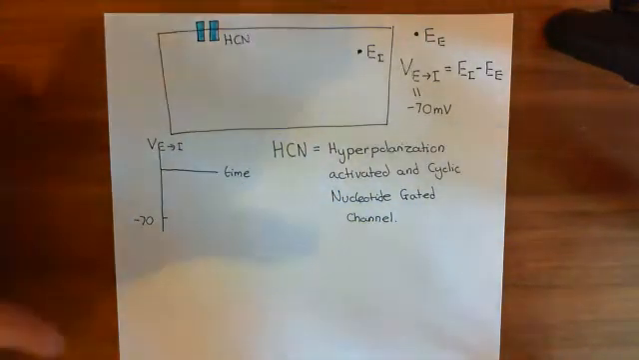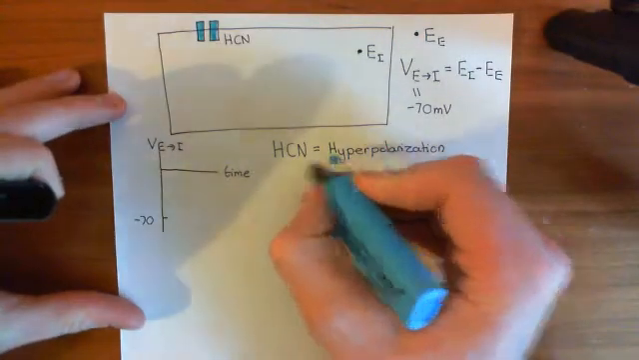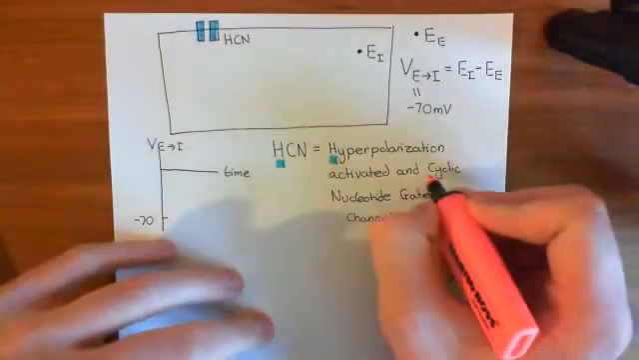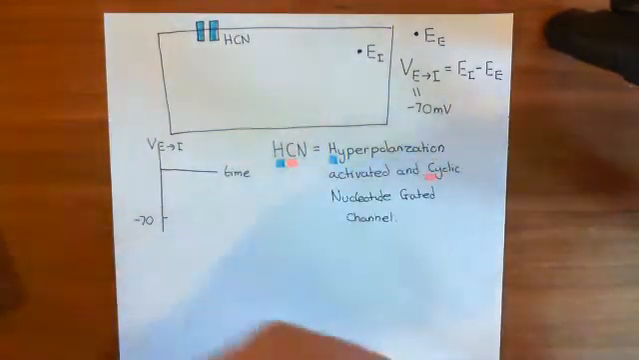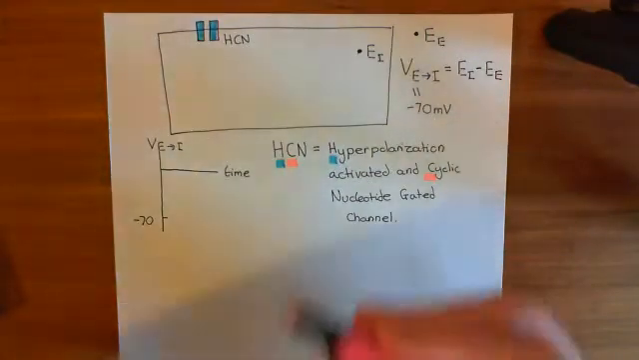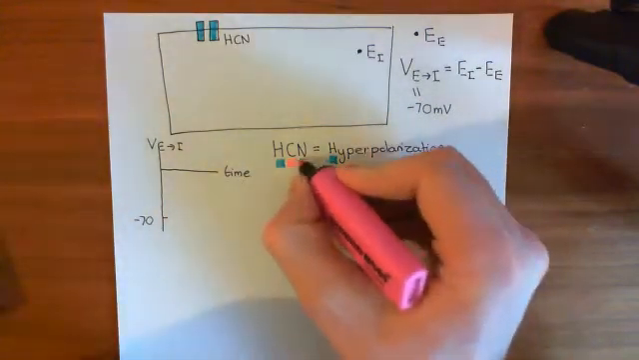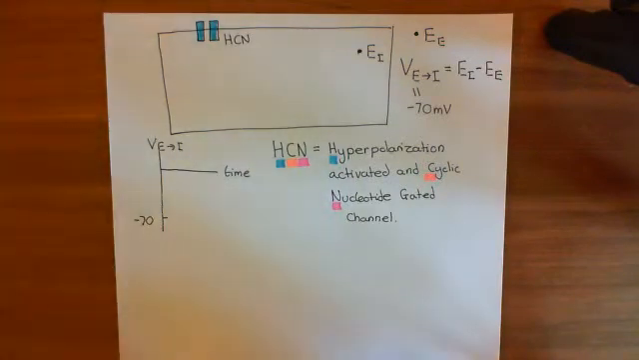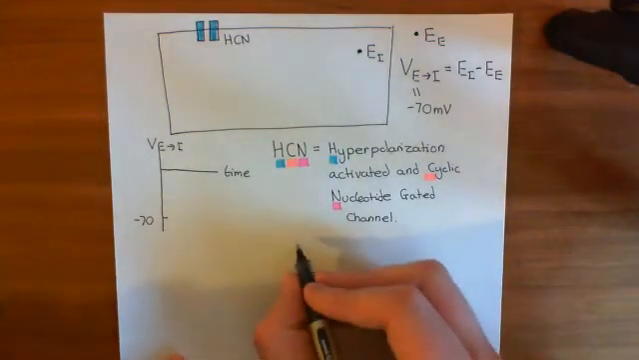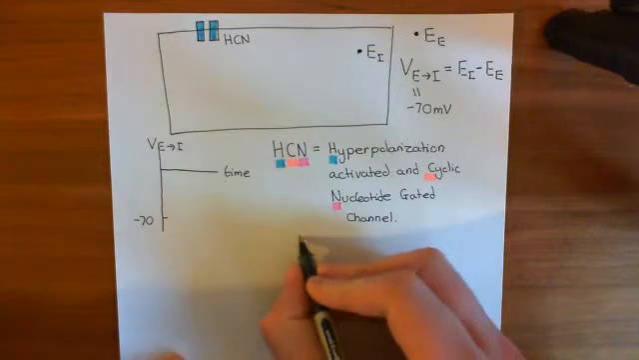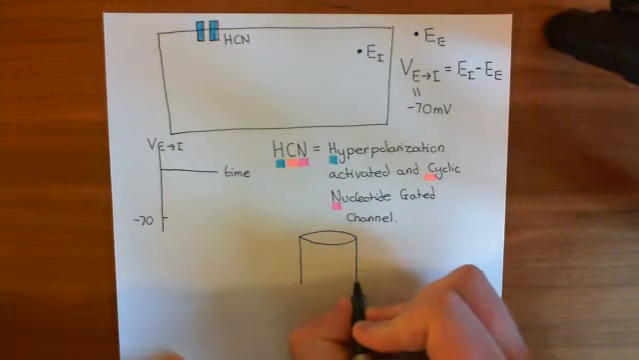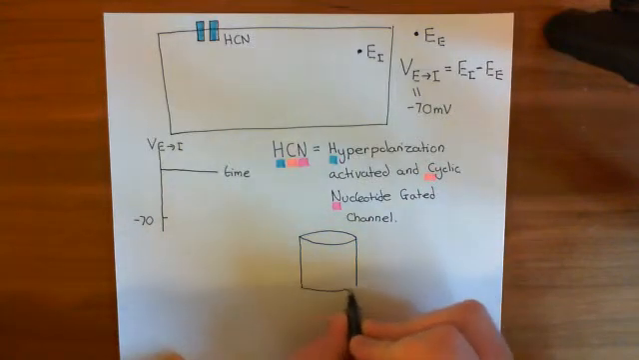So where did they get HCN from? Well, the H came from hyperpolarization, the C came from cyclic, and the N came from nucleotide. So hyperpolarization, cyclic nucleotide is really where this HCN came from. Now what is the structure of these HCN channels? Well, if we draw the structure of one out in a bit more detail, let's draw it largely here. So it's a channel. Here is a cylinder drawn in the membrane of the cell.